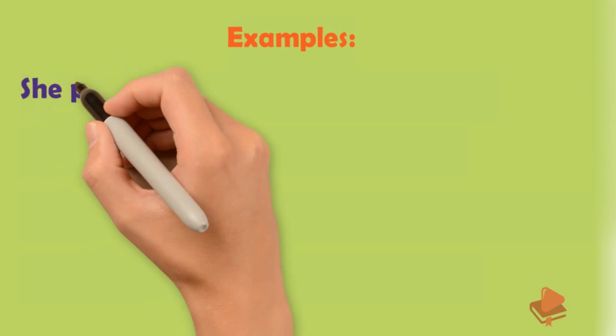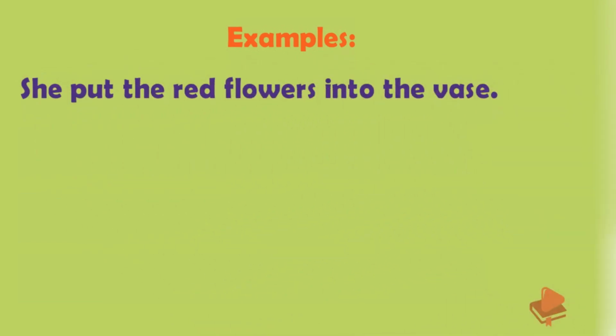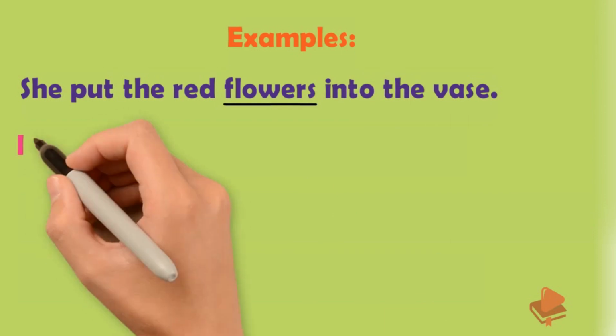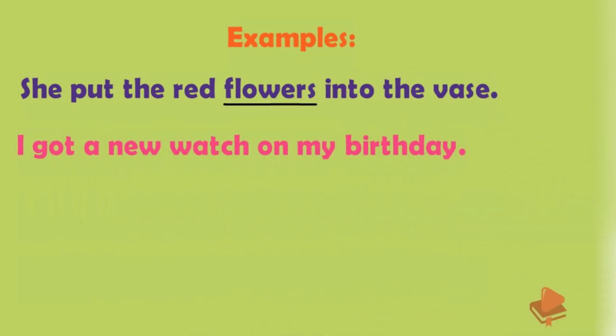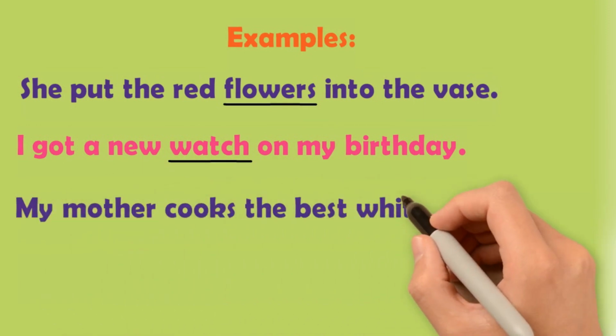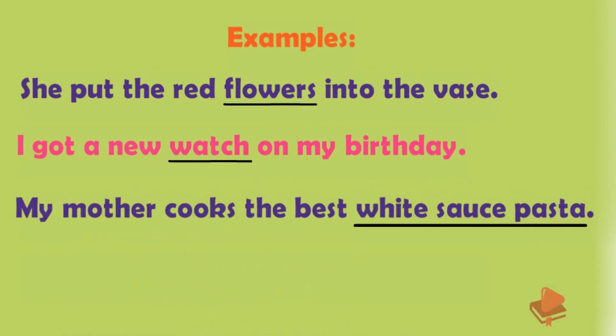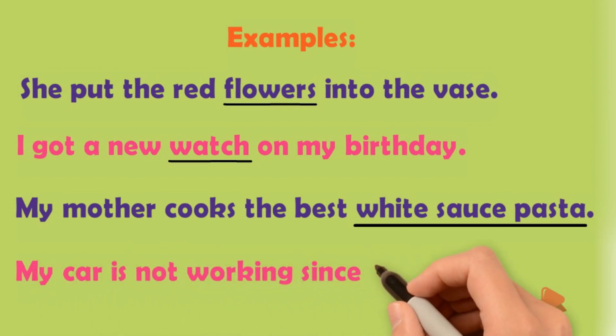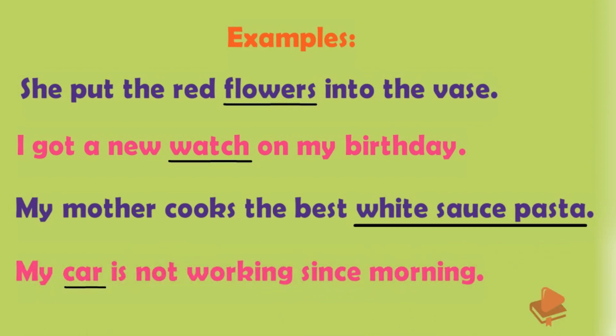Let's see a few more examples on concrete noun. She put the red flowers into the vase. Flowers. I got a new watch on my birthday. Watch. My mother cooks the best white sauce pasta. White sauce pasta. My car is not working since morning. Car. Do you notice the bold words in the sentence or the underlined words? Yes, these are the concrete nouns because you can feel them, you can taste, touch, hear or smell them. I hope you are clear with the concrete noun.